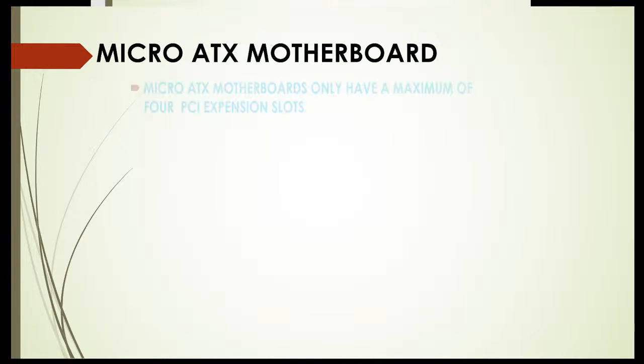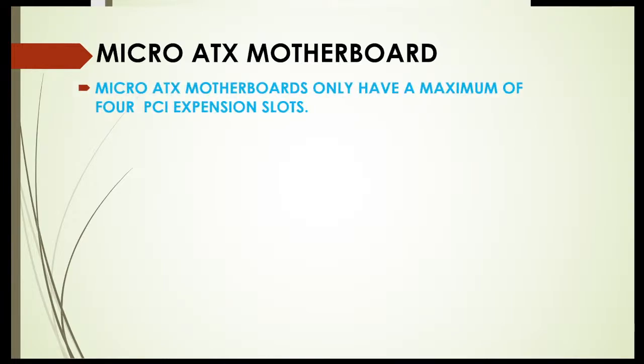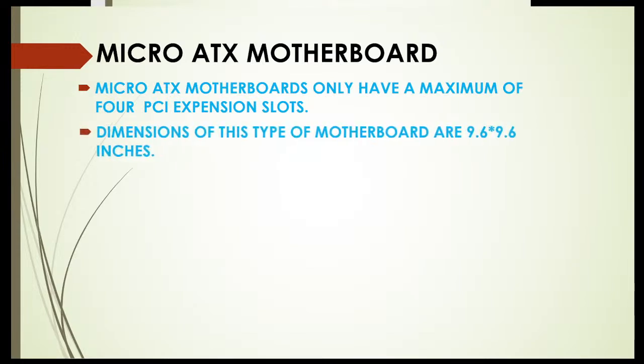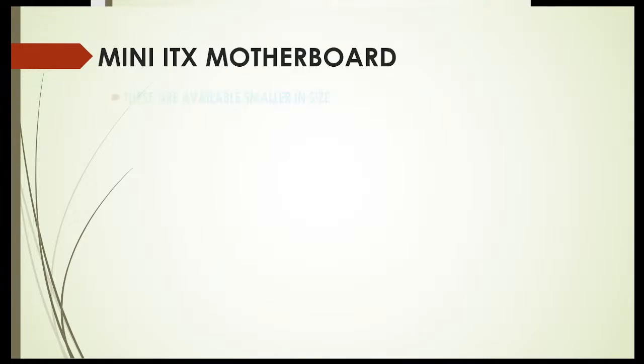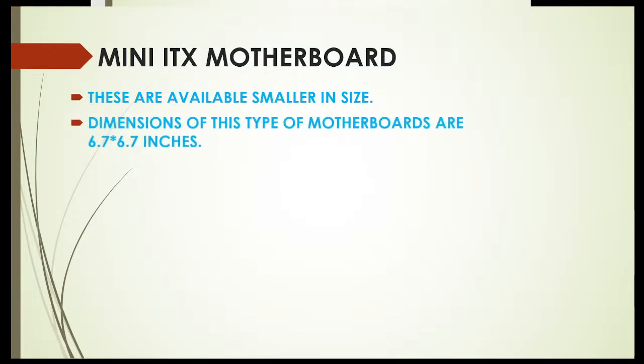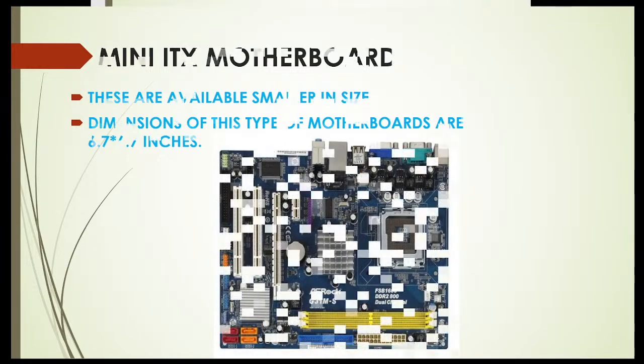Micro ATX motherboard. Micro ATX motherboard only has a maximum of 4 PCI expansion slots. Dimension of this type of motherboard is 9.6 into 9.6 inches. Diagram of this motherboard you may see. Mini ITX motherboard. These are available smaller in size. Dimension of this type of motherboard is 6.7 into 6.7 inches. Diagram of this motherboard.